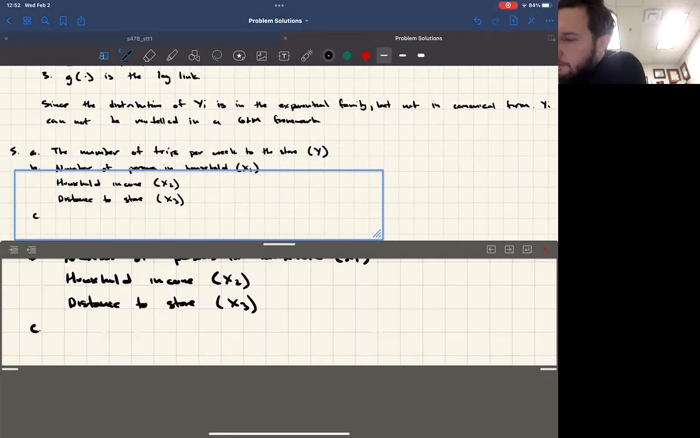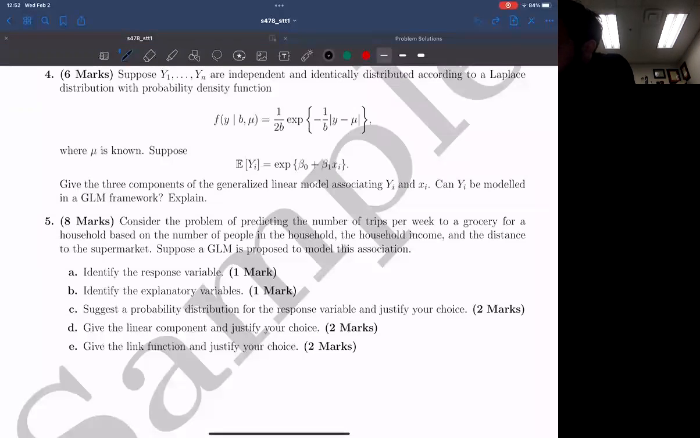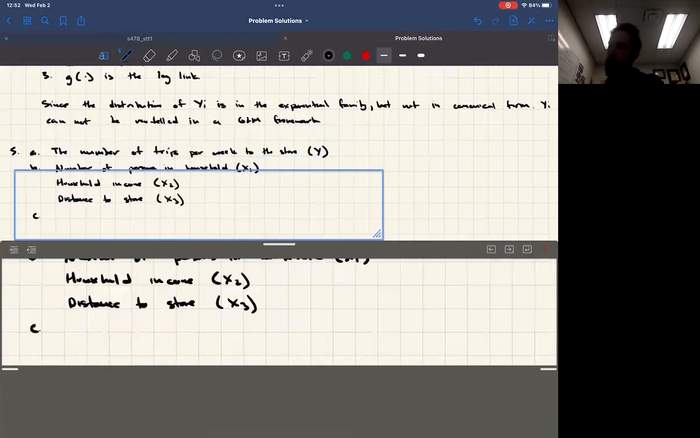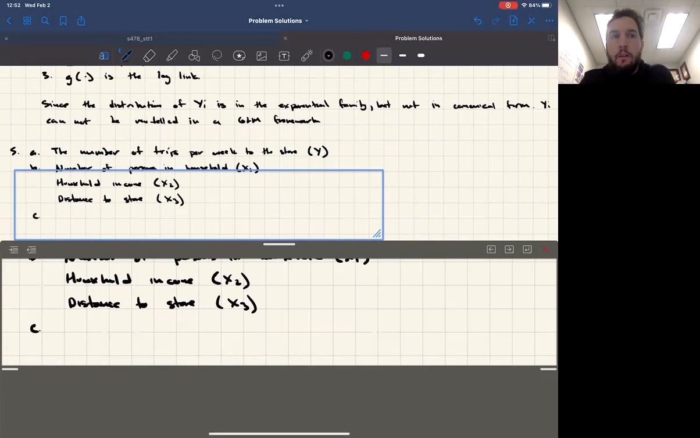Part C, suggest a distribution for the response and justify your choice. We're counting number of trips per week to the store. Trips is a whole number value. You're going to take 0 trips, you're going to take 1 trip, you might take 2 trips. It's very unlikely you're going to see situations where the response variable exceeds 3 trips. So this would be considered a rare event in some situations.